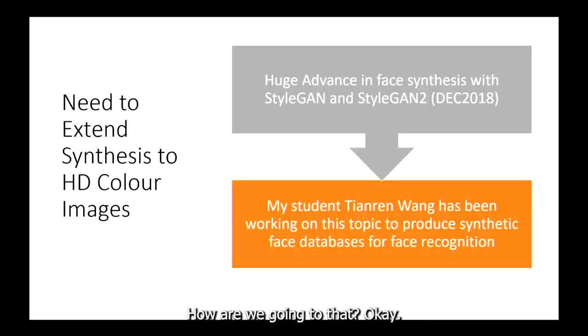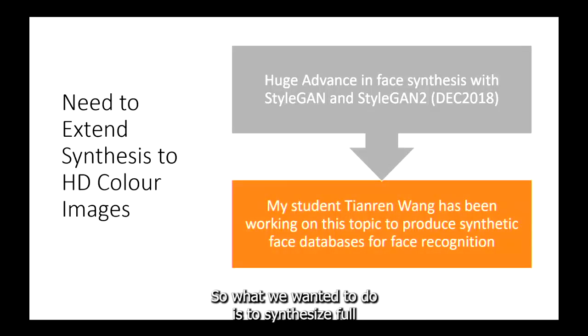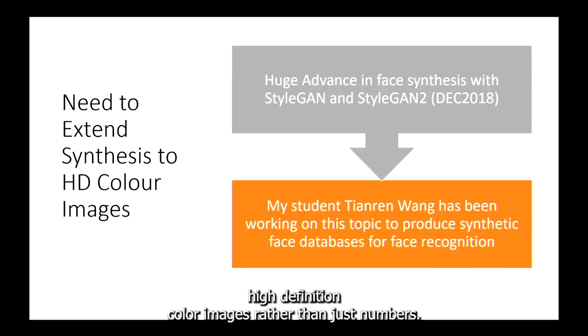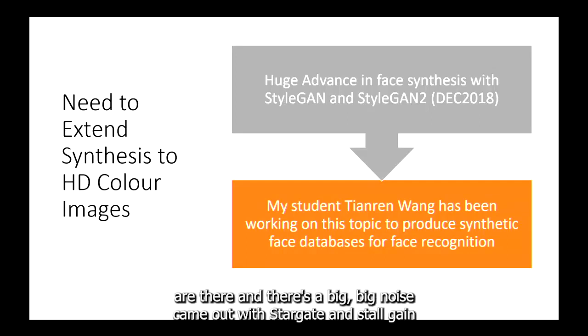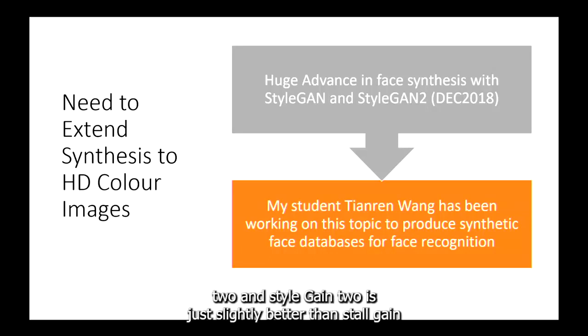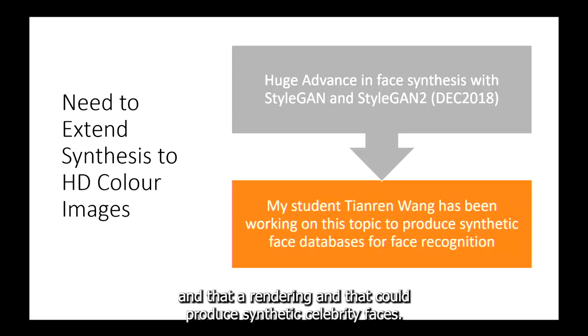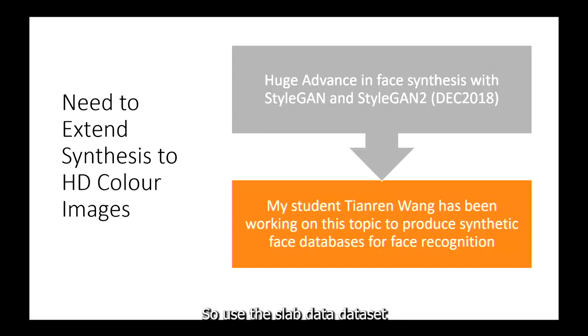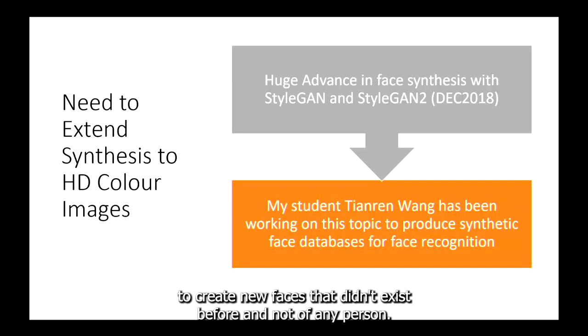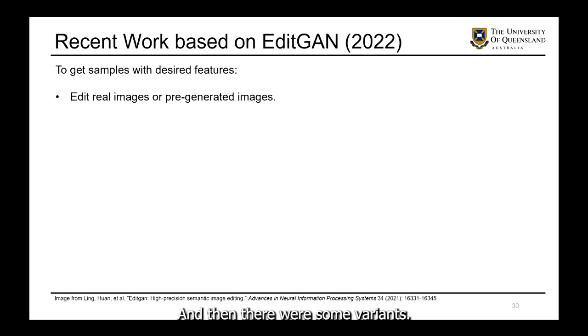How are we going? Not too bad. Okay. What we wanted to do was synthesize full high definition color images rather than just numbers. Some developments were there, and a big noise came out with StyleGAN and StyleGAN 2, which is slightly better than StyleGAN with better rendering, and that could produce synthetic celebrity faces. They used the Celeb dataset to create new faces that didn't exist before, not of any person, just a synthetic face that looks a bit like a celebrity. We did quite a bit of work on StyleGAN 2, and then there were some variants.